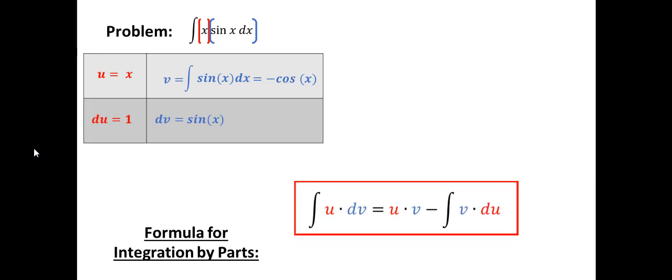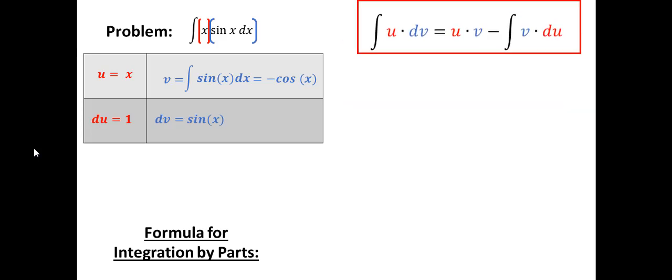So let's go ahead and bring this formula up here so we can work down from it. We're going to plug in for the left side. So we plug in our u, which is x, and our dv, which is sine of x. Now that is going to be equal to u times v. So we plug in our u, plug in our v, minus the integral of our v times du, and we plug in our v and we plug in our du.